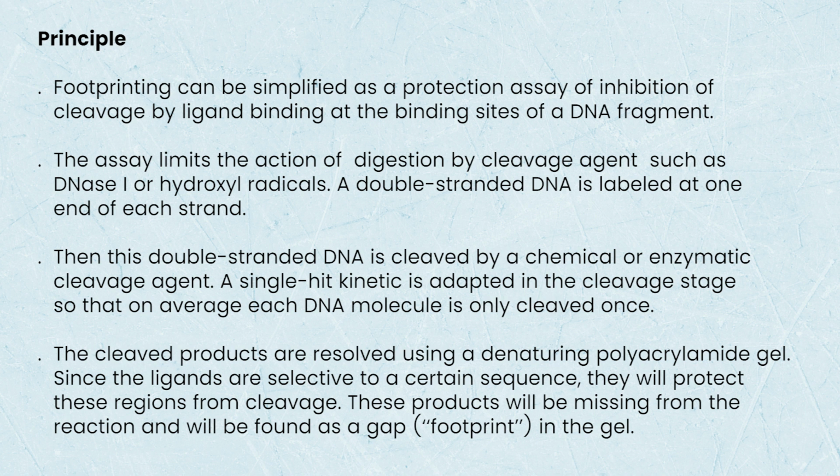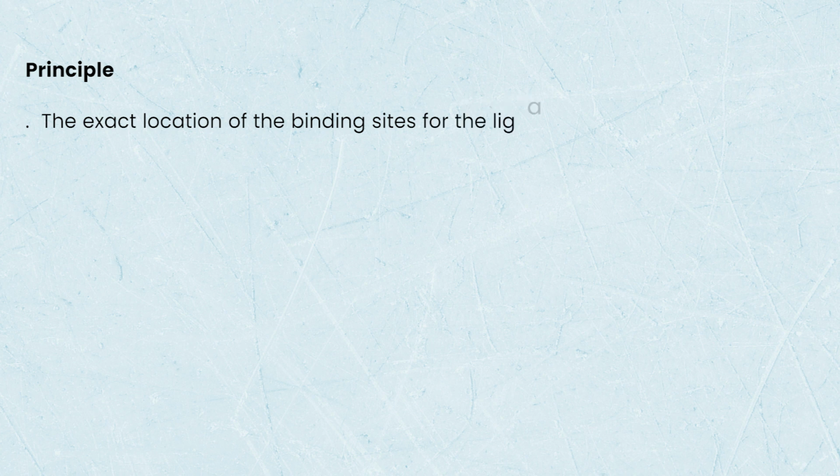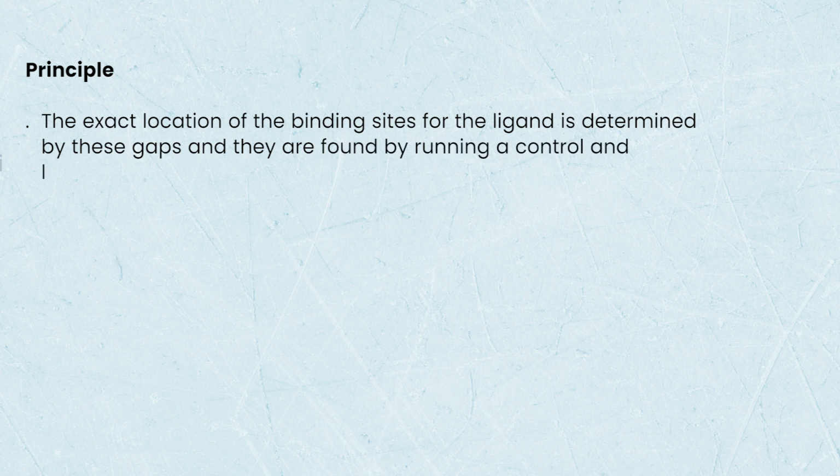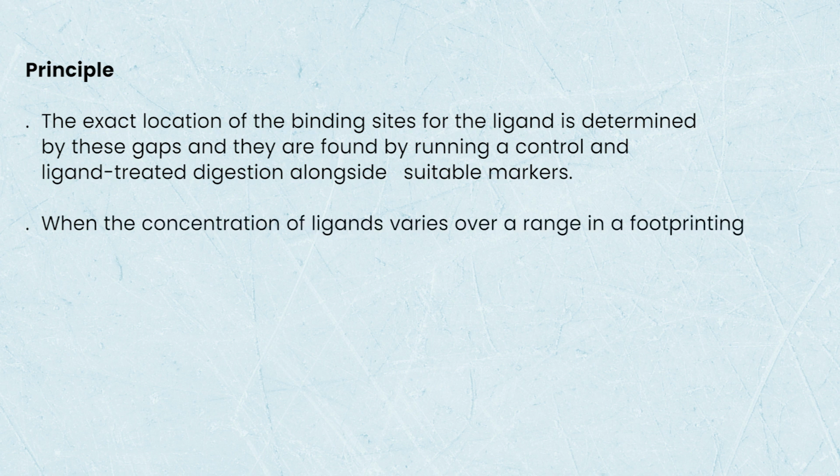Since the ligands are selective to a certain sequence, they will protect these regions from cleavage. These products will be missing from the reaction and will be found as a gap, that is the footprint, in the gel. The exact location of the binding sites for a ligand is determined by these gaps, and they are found by running a control and a ligand treated digestion alongside suitable markers. When the concentration of ligand varies over a range in the footprinting reaction, its binding affinity can be estimated.